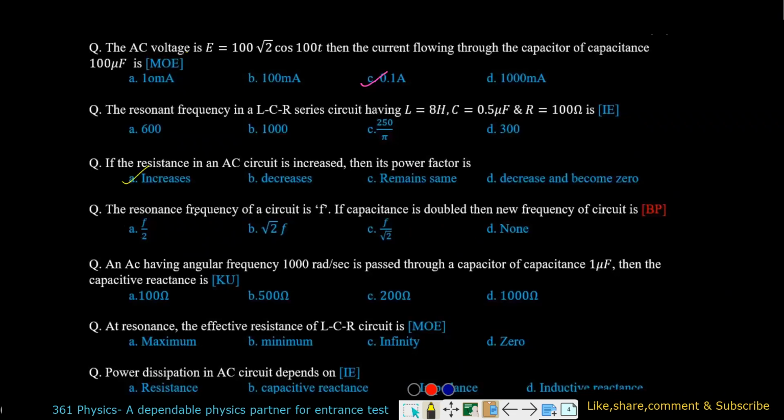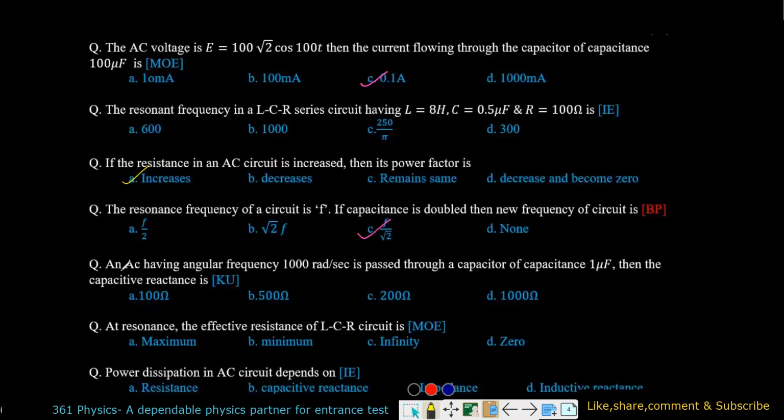It's a logical question. The resonance frequency of the circuit is F. If the capacitance is doubled, then the new frequency will be, okay, capacitance is doubled, 1 by 2 pi under root L by C. Previously it is related to F. If you make it 2, then it's 1 by 2 pi under root LC with 1 by root 2. Previously it was F, now it is F by root 2. So this is going to be your correct answer. Let me just write the answer here in another column so that you can figure this out.